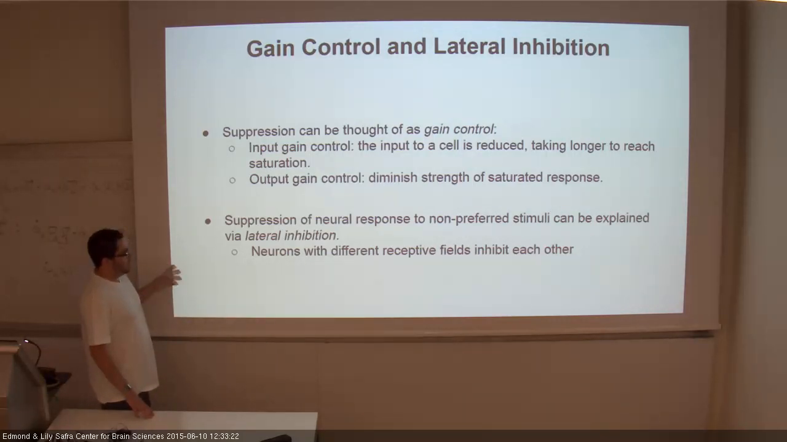The other possibility is output gain control. The idea of output gain control is that you somehow overall affect the firing rate of this particular neuron, so it doesn't fire as much with any given input. And one of the ways physiologically that we think about this kind of suppression is lateral inhibition, namely that you have neurons with different receptive fields and they are inhibiting each other.